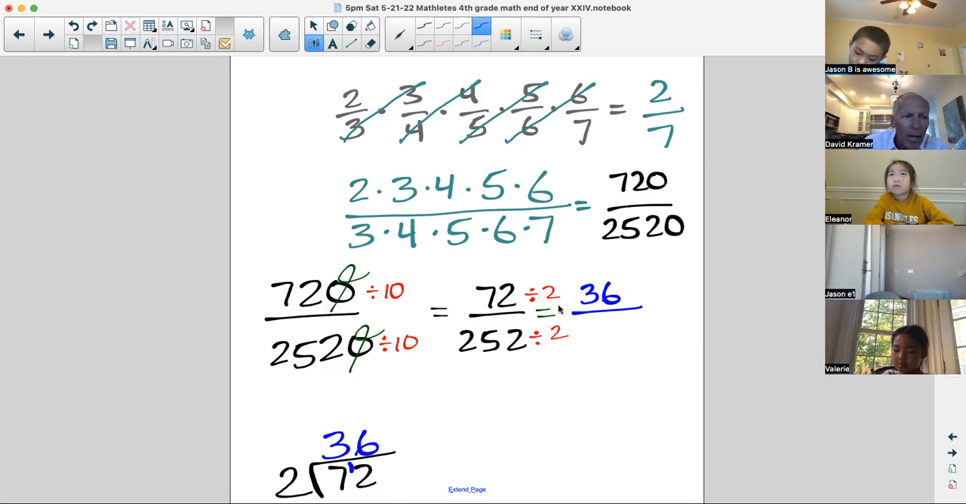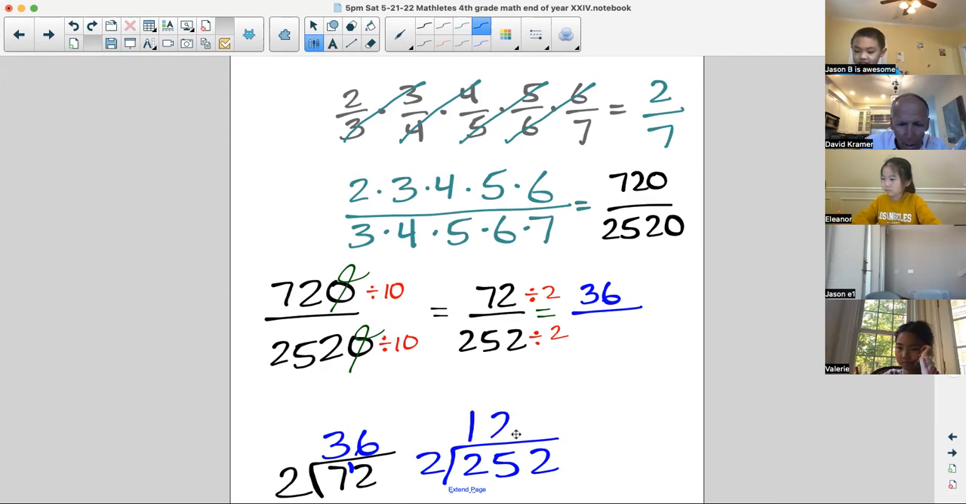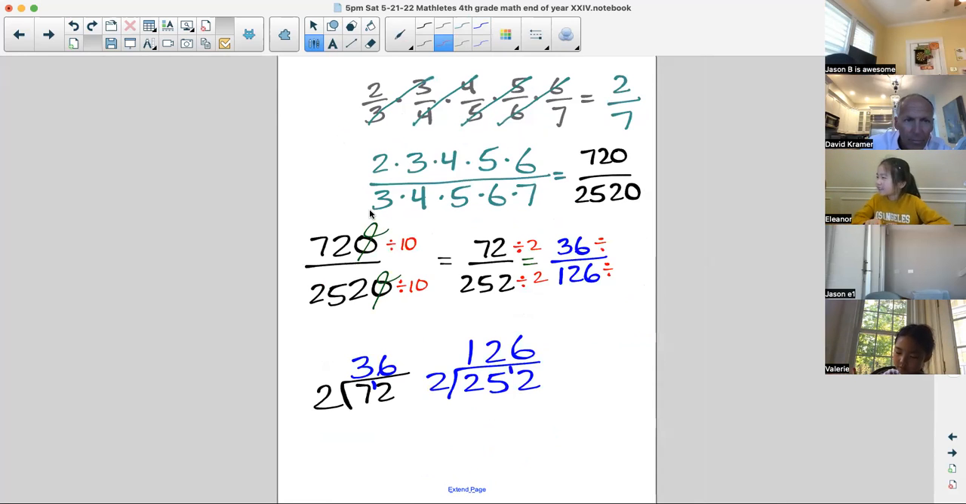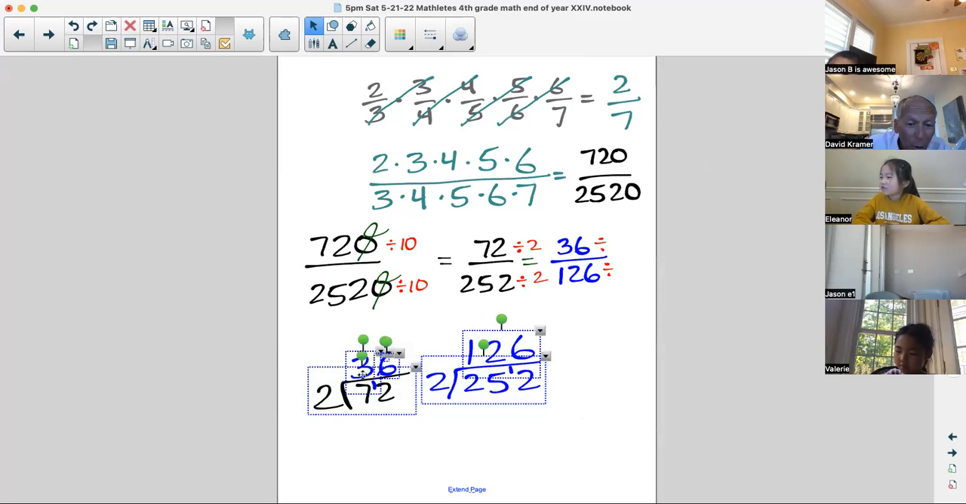Okay, now, Jason B., can you tell me what happened when you divided 252 by 2? 126. And do you see that 2 goes into 2 once, 2 goes into 5 twice, remainder 1? Valerie, 2 goes into 12 how many times? 6. That's right. And so we get 126. Eleanor, what should we do now? I think we should simplify it. By dividing by what? We can still simplify it by dividing by two. Of course, because they're both even numbers.